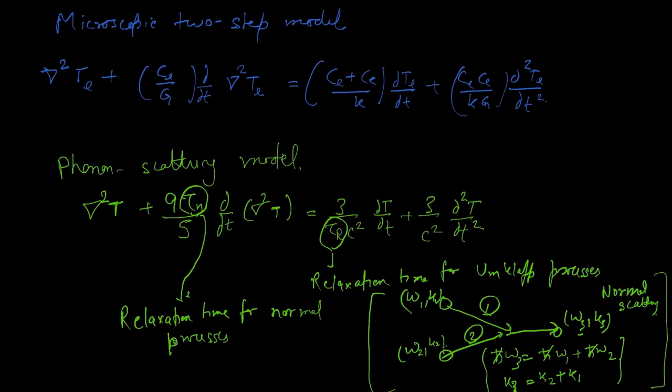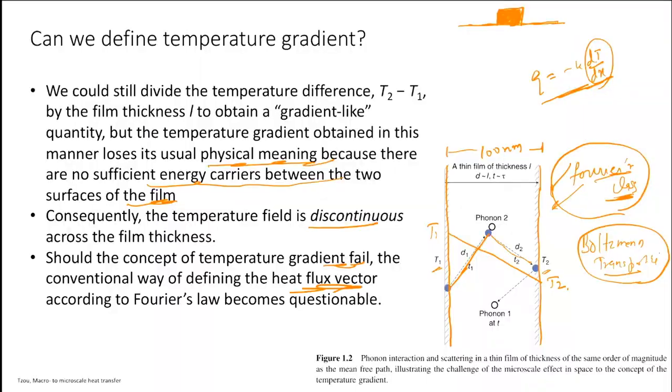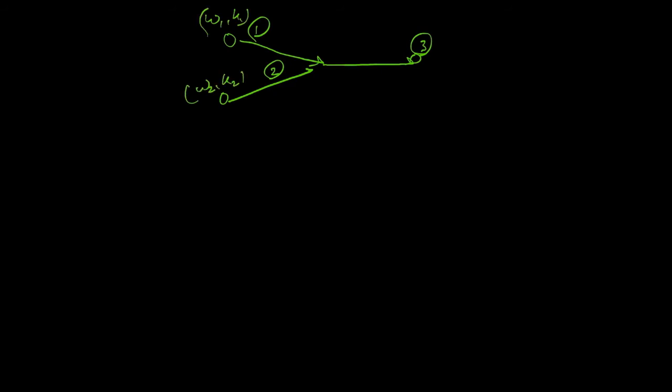Okay, so now look at what Umklapp scattering is. What happens in Umklapp scattering? Again we have phonon 1 and phonon 2, and they give rise to this same phonon 3. So omega 1 k1 is energy and momentum, omega 2 k2, omega 3 k3. But what happens is some part of the momentum is transferred to the lattice.